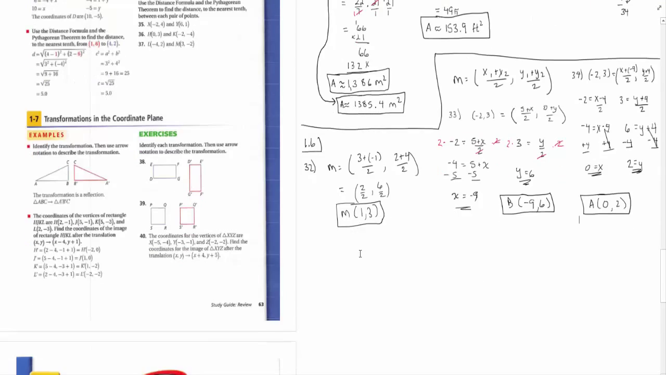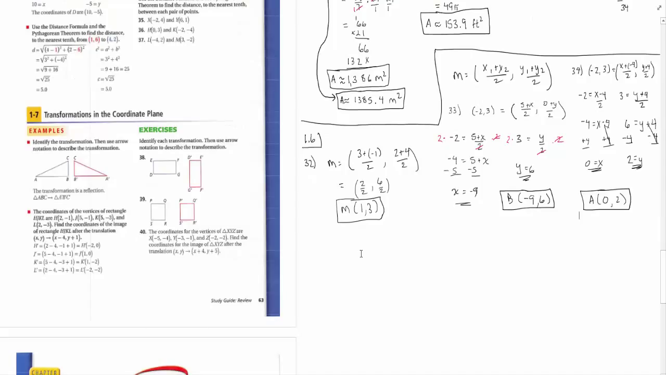Okay. Next up, I'm going to use a distance formula. Now remember, I'm not a huge fan of the distance formula because I prefer Pythagorean theorem. So I'm actually going to draw the pictures on this. So for 35, you're going to see a picture that goes along with this. So I have negative 2, 4, and 6, 1.